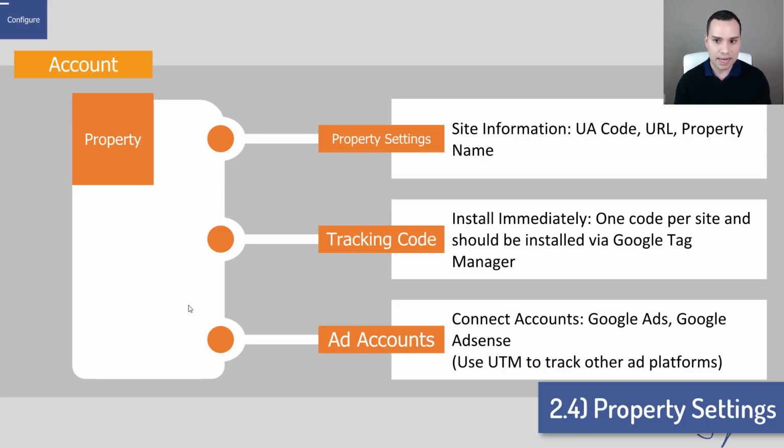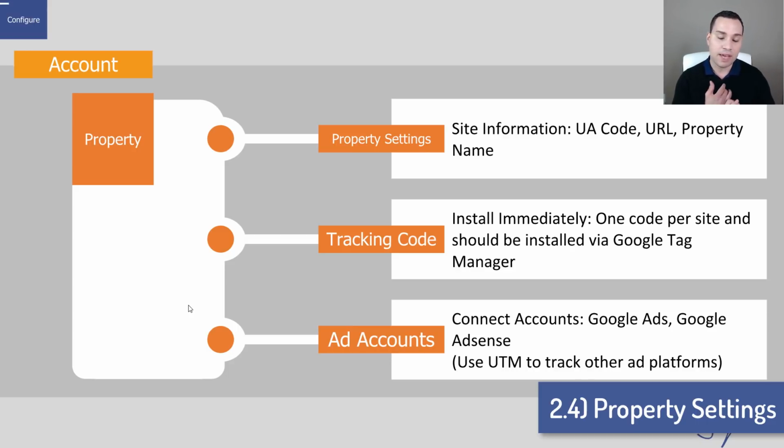We have the property settings, which is where you can get your UA code if you need it for something else that you do in the future. It's where you define your URL and give your property a name. And both of these were pretty much taken care of when you installed the Google tracking code. Now, connecting ad accounts is the other thing that you want to do here.